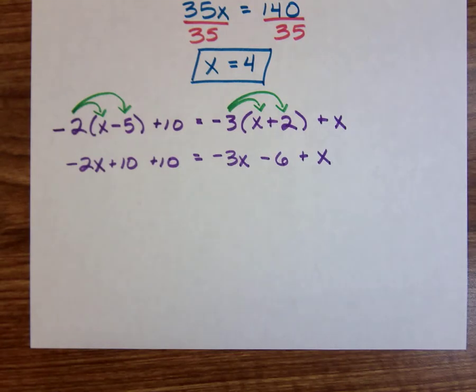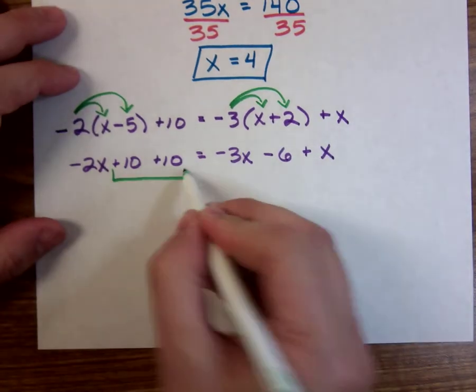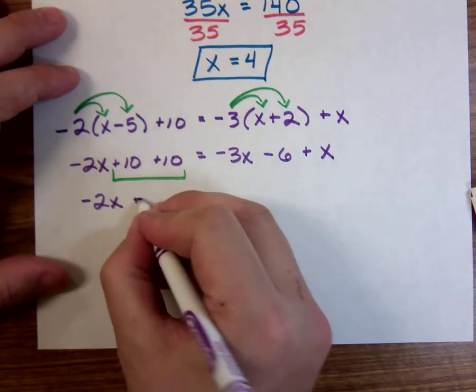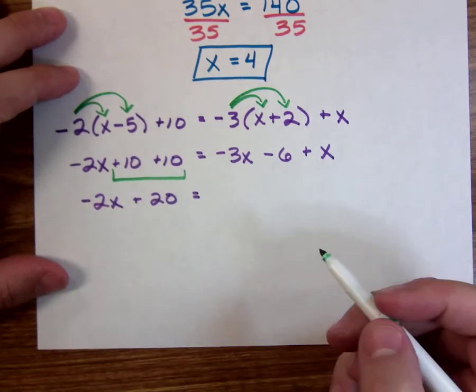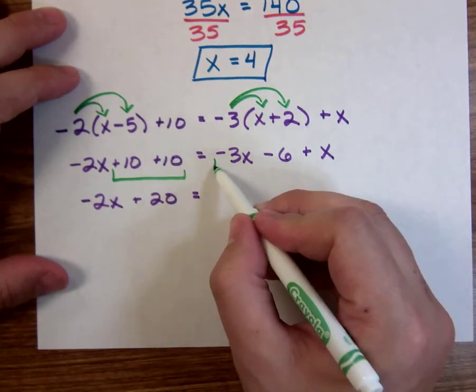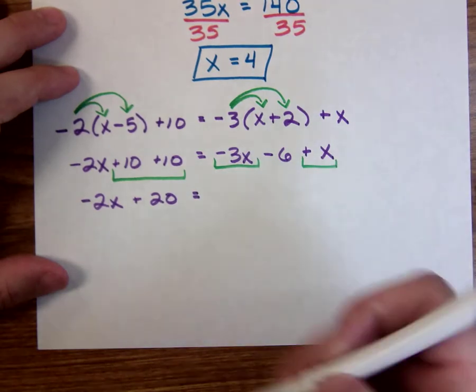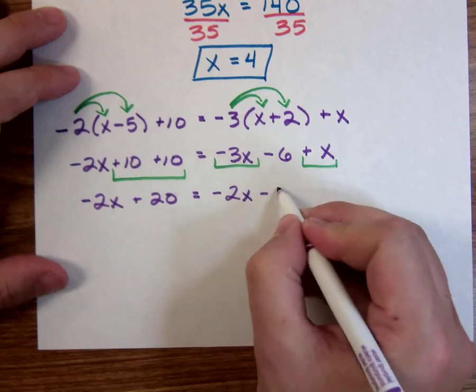What do you think? Yeah, let's add the two tens. That seems like a good idea. Negative 2x plus 20. Great. Then what? Yeah, we can combine these x's. That seems like a good idea. Negative 3x plus x is negative 2x and then minus 6.